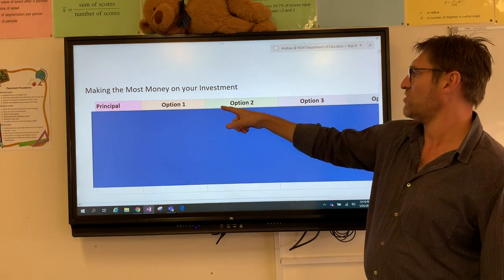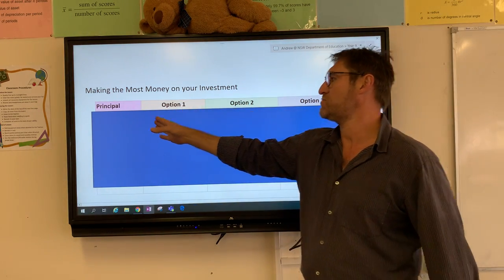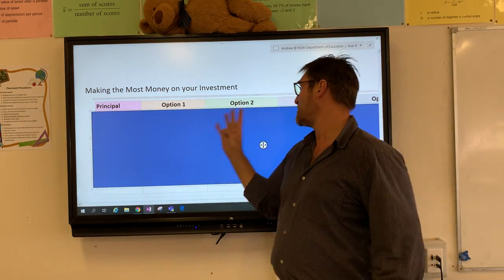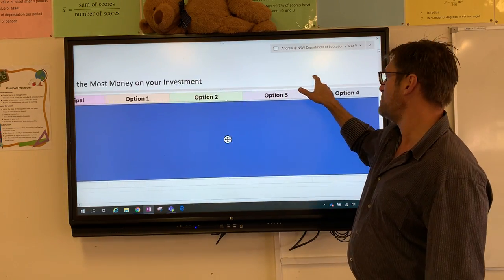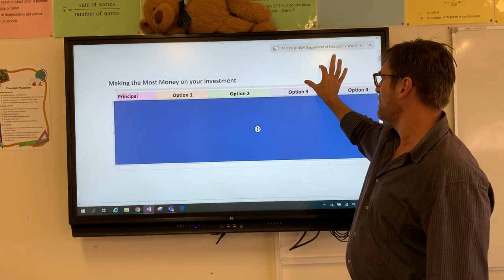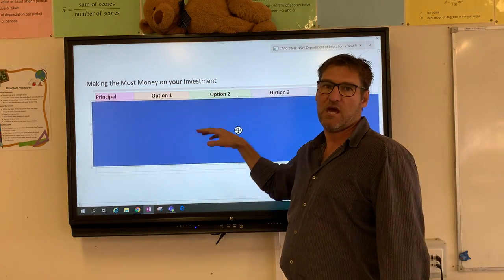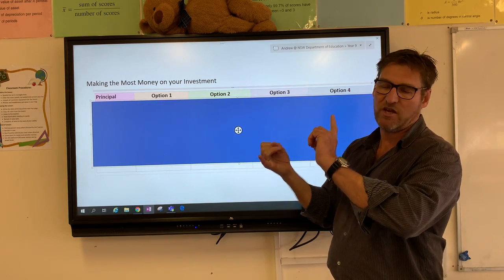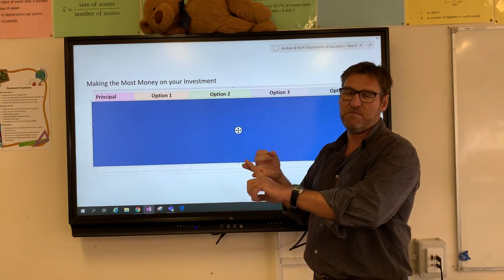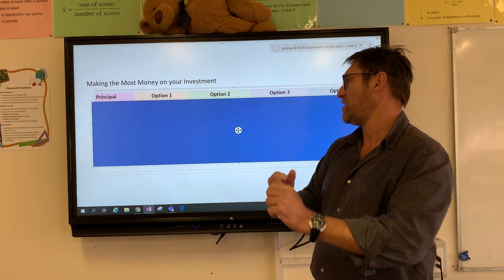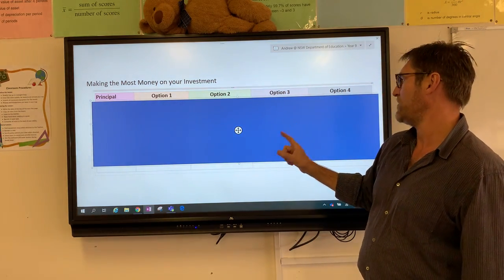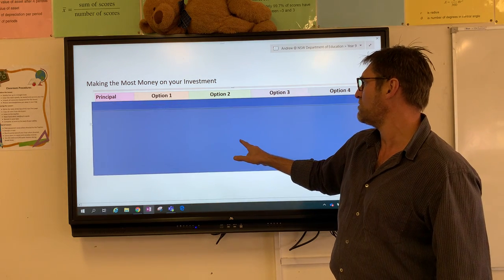So first thing I've got is some columns here. This is how much money, I've hidden it under the box. We've got some money going to be invested, and we've got four options to go with. You're going to have a certain amount of money, invested over a certain amount of time, and we're going to be given an interest rate. Our job is to find out which one of the four options is our best choice.